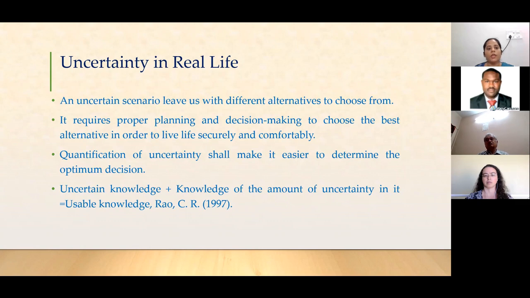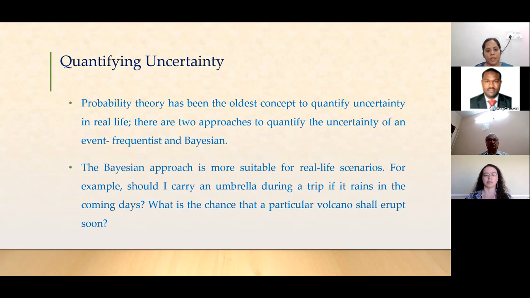If we knew the consequence of an uncertain scenario, it would be very good for decision making, but it may not actually be possible in reality. So we go for the quantification of uncertainty. It shall make it easier to determine the optimum decision in life. In his book, Statistics and Truth: Putting Chance to Work, Professor C. R. Rao says that uncertain knowledge plus knowledge of the amount of uncertainty in it is equal to usable knowledge. So we quantify uncertainty. Probability theory has been the oldest concept for it.